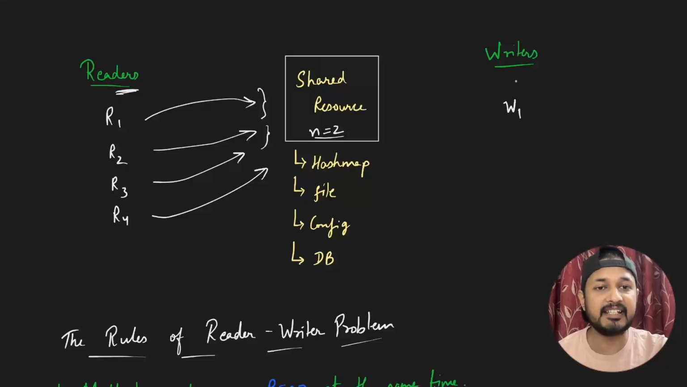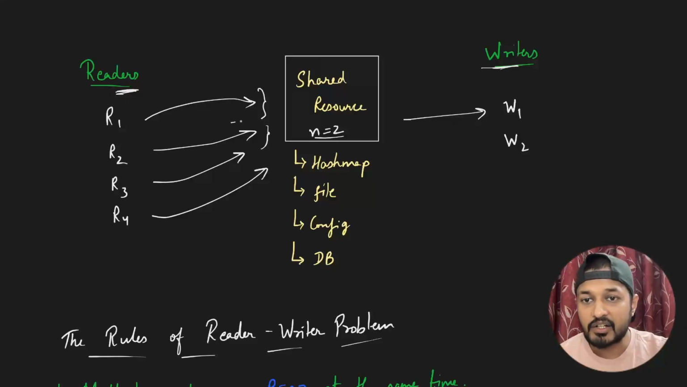The second category is writers. Similar to readers, there can be multiple writers as well. So the writers modify the data, and when a writer is active, nobody else should be reading or writing simultaneously, because that would lead to inconsistent state or corrupted data.